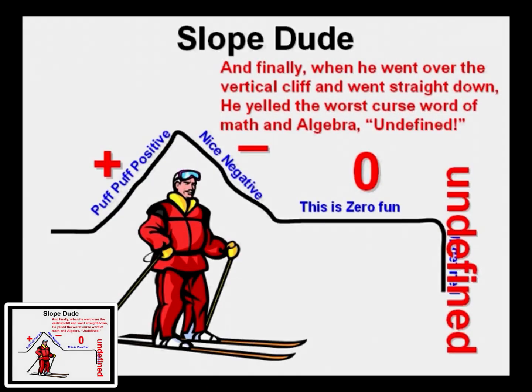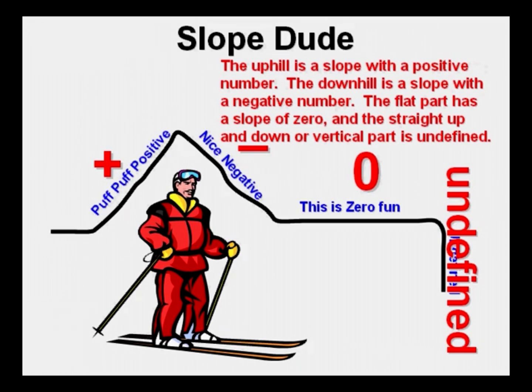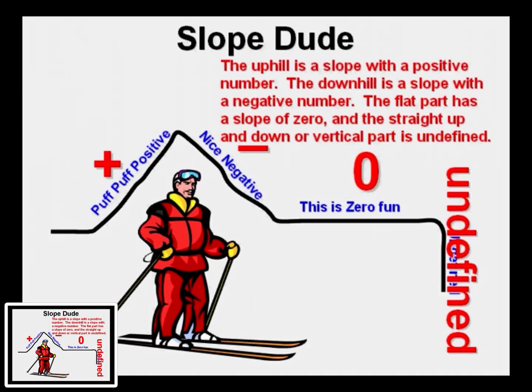The uphill is a slope with a positive number. The downhill is a slope with a negative number. The flat part is a slope of zero. And the straight up and down or vertical part is undefined.